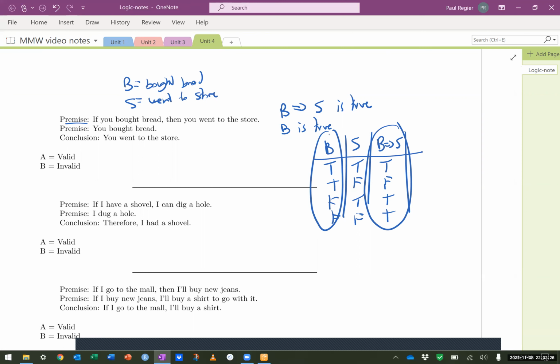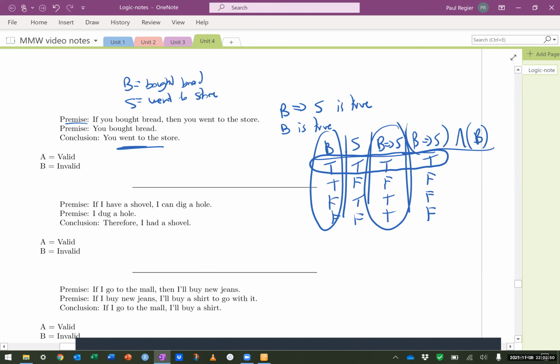And so now, if B implies S and B is true, which ones are both of those true? This one's true, this one's false, this one's false, this one's false. Okay, so this is the only case that could happen. So the conclusion, you went to the store, S, also must hold. It also fits in the possible cases. It's the only possible case. Okay, so this is valid. The conclusion is a valid statement.